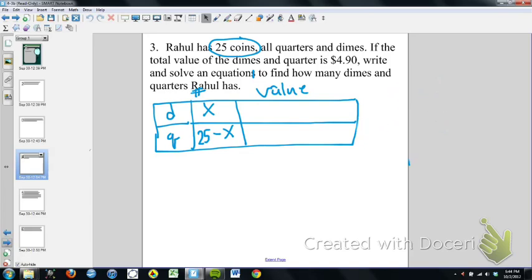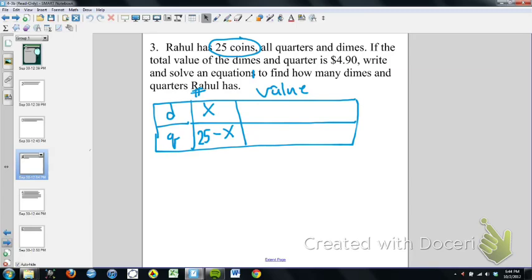All right, so let's see. So that's the number of the coins. Notice also that I could check that, so I know that has to add up to 25, but X plus 25 minus X simplifies to just 25, so that's another check.